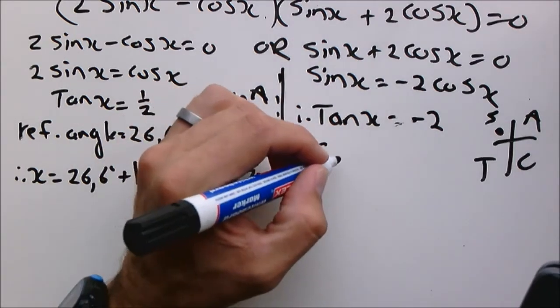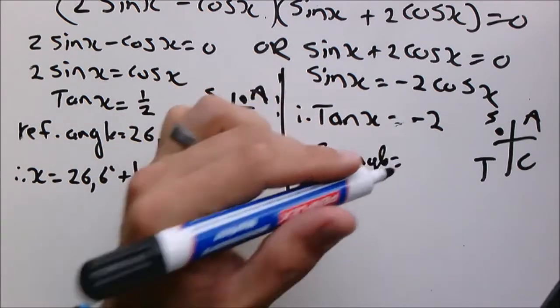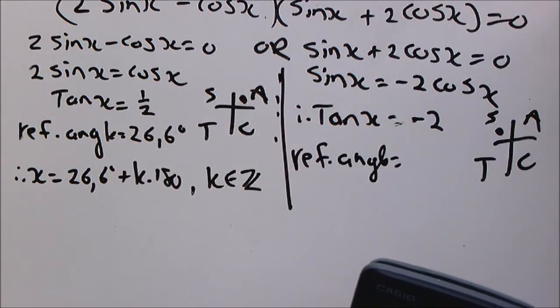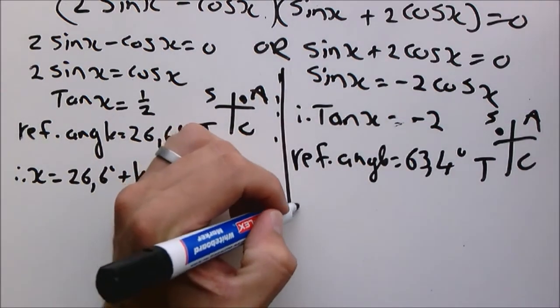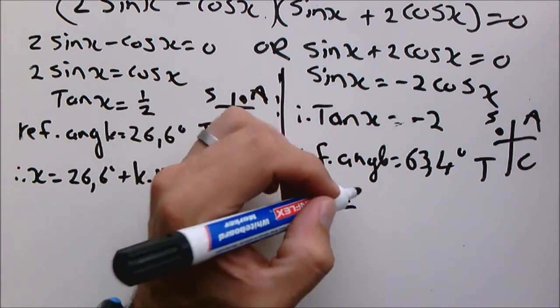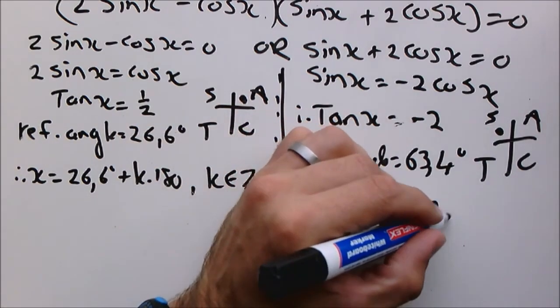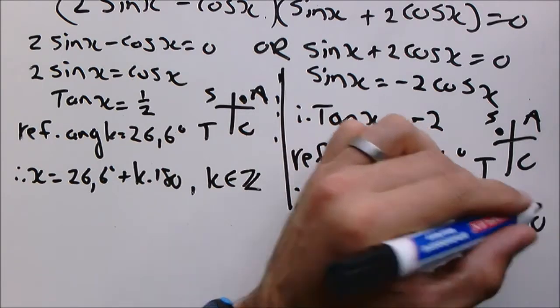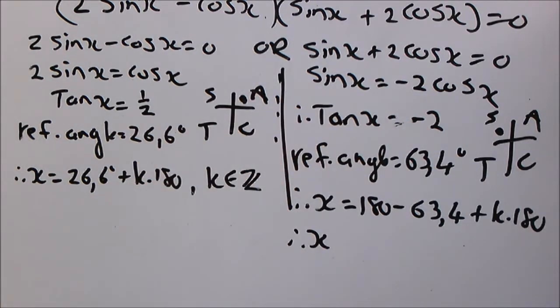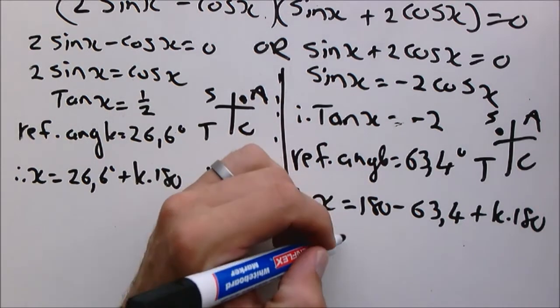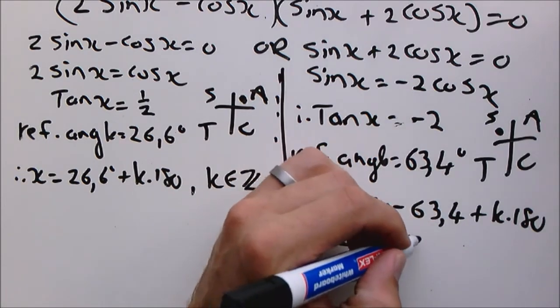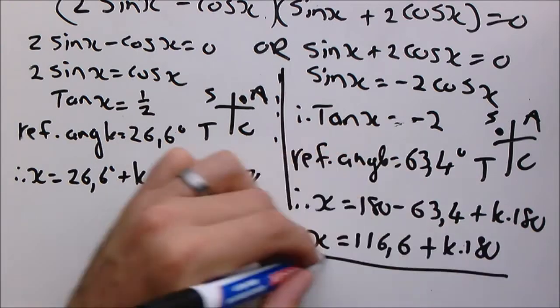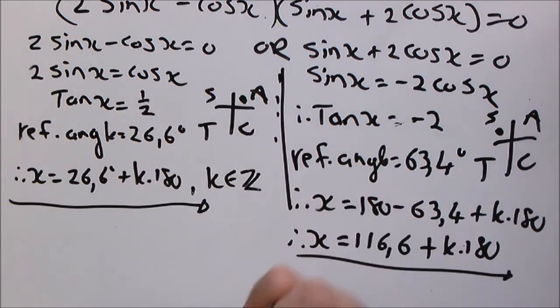Reference angle, second function for 2, it's 63,4 degrees, and this then means that x equals 180 minus 63,4 plus k times 180, and that will give us 116,6 plus k times 180. There you have your two general solutions.